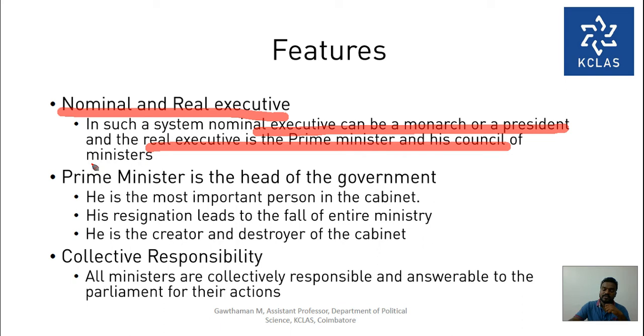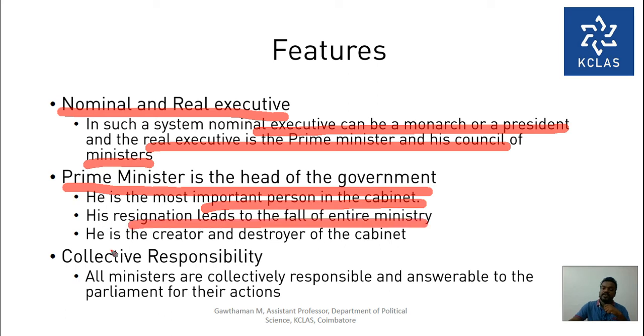Let's take two examples. One is Britain and one is India. In India, the nominal head is our president and the real head is our Prime Minister. In Britain, the nominal head is the monarch or the Queen, and the real head is the Prime Minister. So in the parliamentary system, the Prime Minister is the head of the government. He is the most important person in the cabinet. His resignation leads to the fall of the entire ministry, and he is the creator and destroyer of the cabinet.